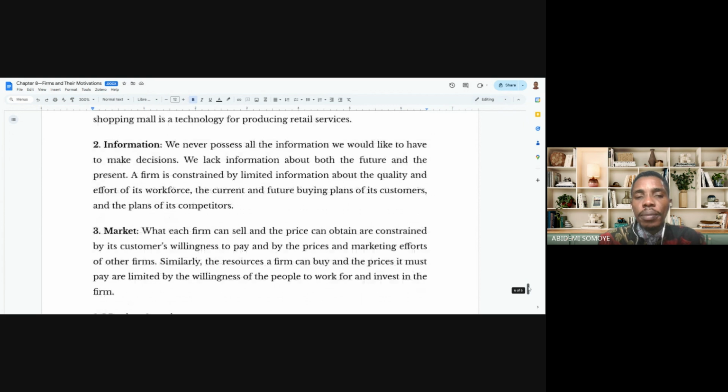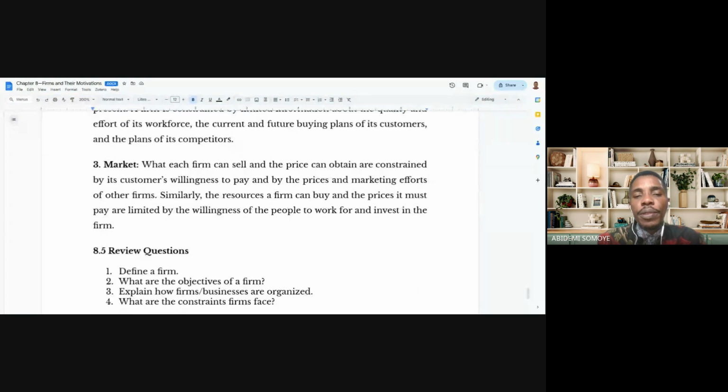Three, market. What each firm can sell and the price it can obtain are constrained by its customers' willingness to pay and by the prices and marketing efforts of other firms. Similarly, the resources a firm can buy and the prices it must pay are limited by the willingness of people to work for and invest in the firm.